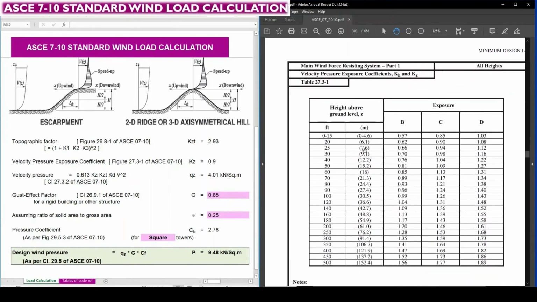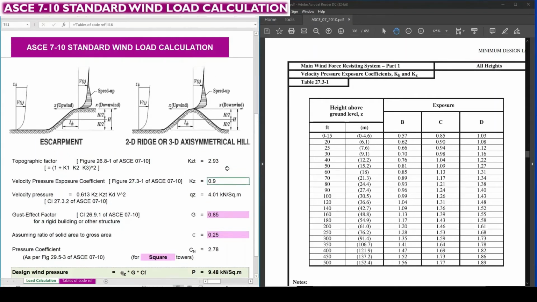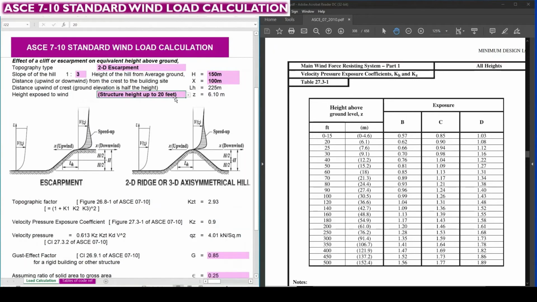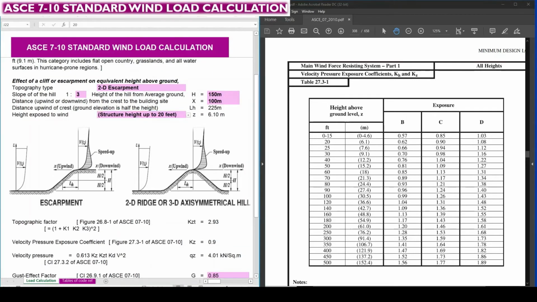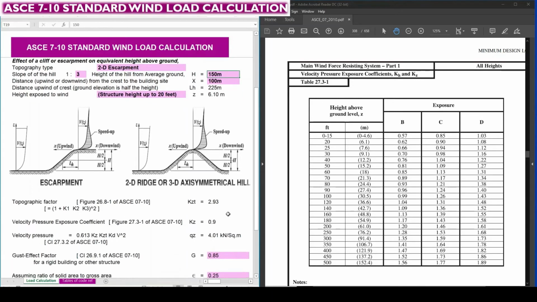So here in the right hand side PDF you can see the table which is showing the velocity pressure exposure coefficient KH or KZ. So based upon the exposure category and the height of the structure which we had selected here, I am getting KZ value, that is velocity pressure coefficient, as 0.9.